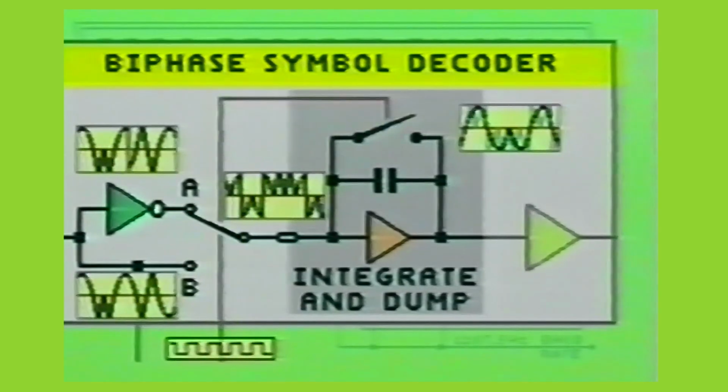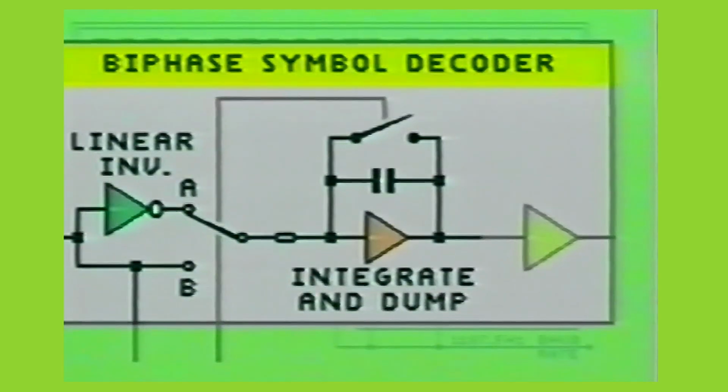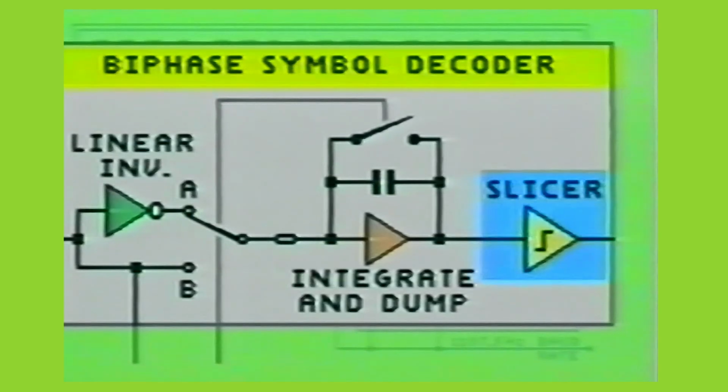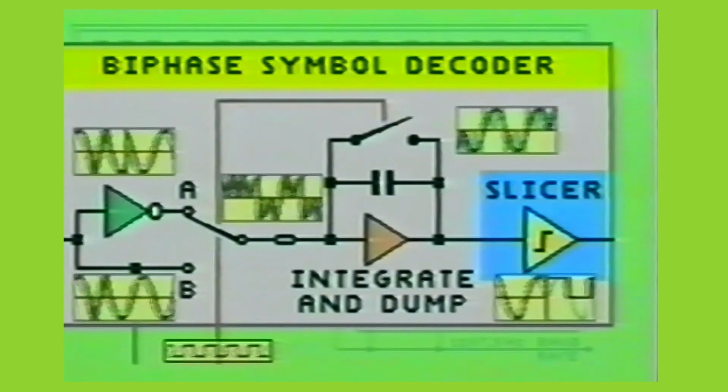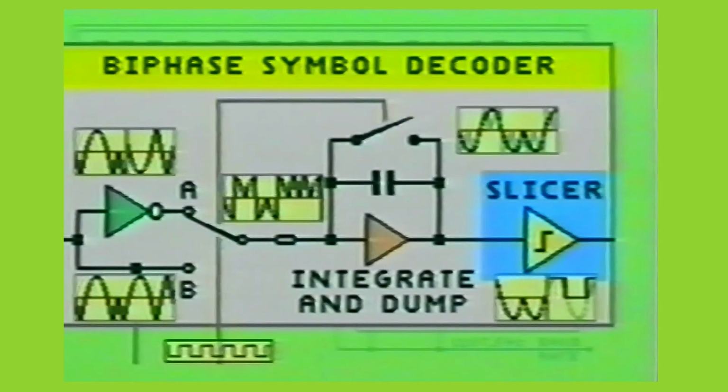The next function of the biphase symbol decoder is the slicer. The slicer basically references its input signal to a predetermined voltage threshold. If the input signal voltage is below the established threshold, the slicer will produce a logical 0. On the other hand, if the input signal voltage is above the threshold, the slicer will produce a logical 1. The binary logic of the slicer is transferred to the next section of the RBDS decoder, which is the differential decoder.